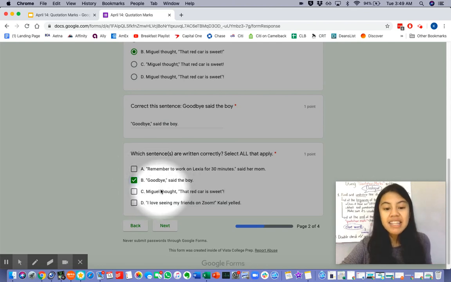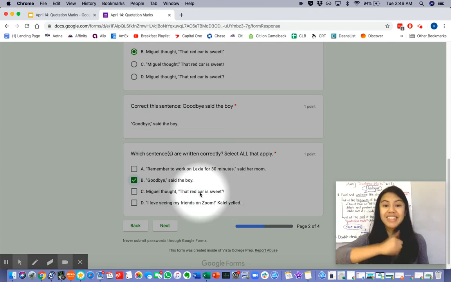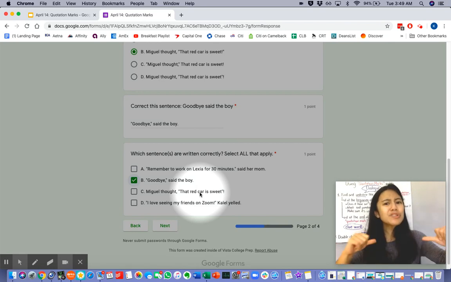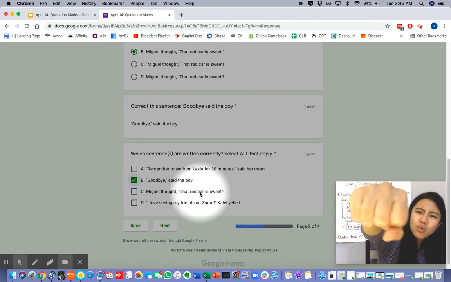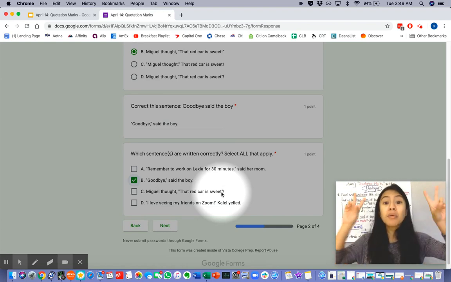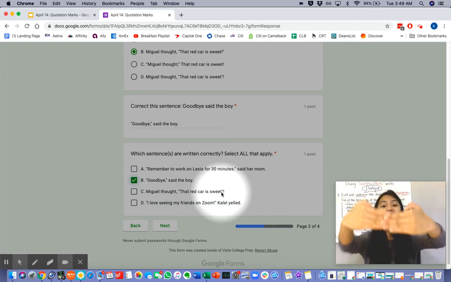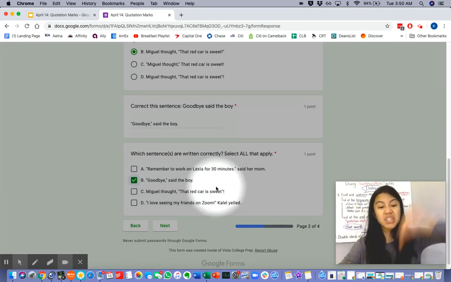Miguel thought, that red car is sweet. If you showed me a thumbs down, give me a pound it. Yes, this is incorrect. Remember, my quotation marks go around the dialogue, including end punctuation. The exclamation point should have been inside the quotation mark too.